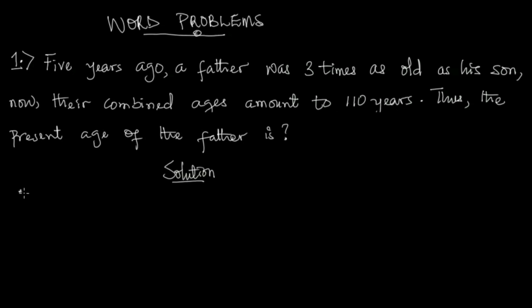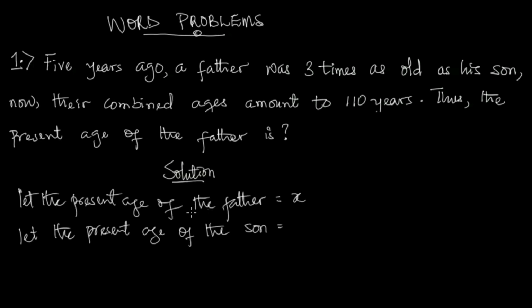Alright, so let's represent the present age of the father with a variable and the present age of the son with a variable. So let's say let the present age of the father be x and let the present age of the son be y. Alright, so now let's go through the question again.